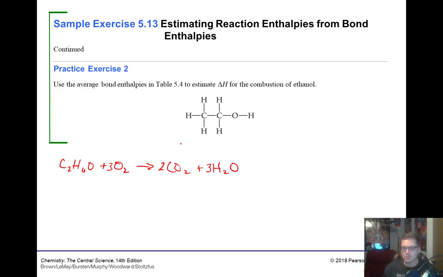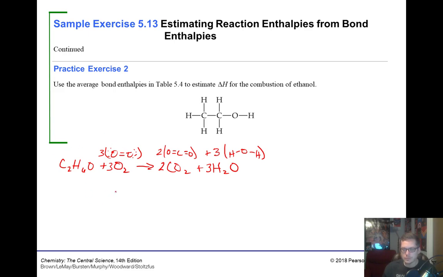So we want to do bonds broken minus bonds formed. We've got to think about what these guys look like. Oxygen is a double bonded compound like this, right? So we've got 2 oxygen, we've got 3 of those, and 1 of those. Carbon dioxide, so we've got 2, and this guy looks like this, right? Aren't you glad we practiced all those structures? And then plus 3 times our water, which is hydrogen, oxygen, hydrogen. So bonds broken minus bonds formed.